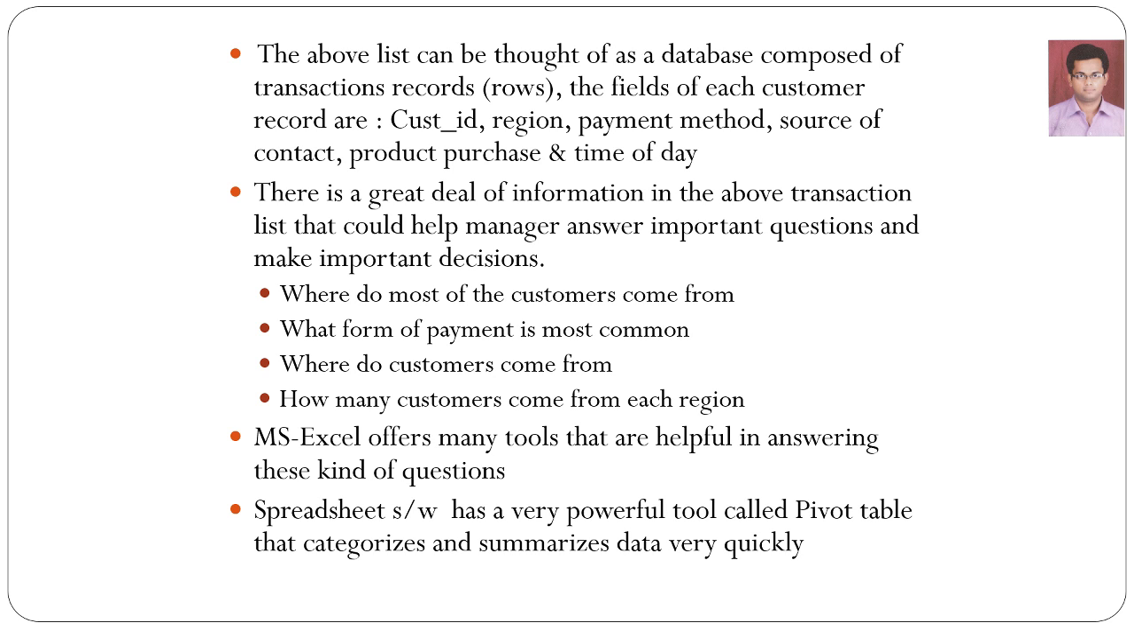The above list can be thought of as a database composed of transactions, records. The fields of each customer record are customer ID, region, payment method, source of a contact, product purchases, and time of the day. There is a great deal of information in the above transaction that could help managers answer important questions and make important decisions.